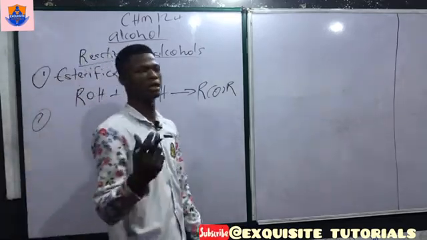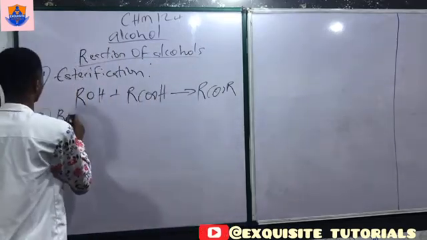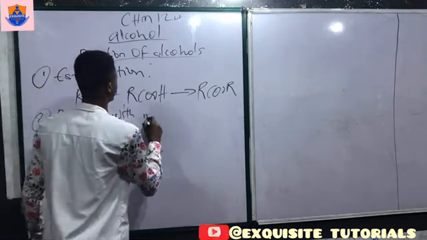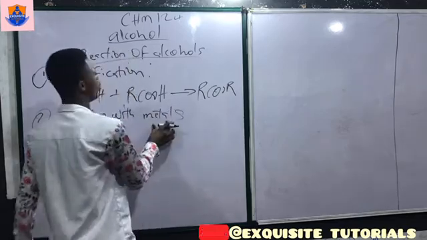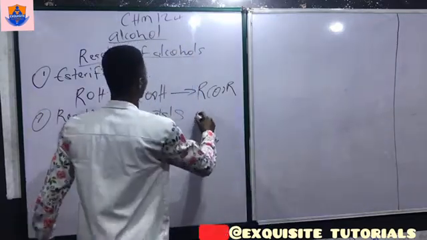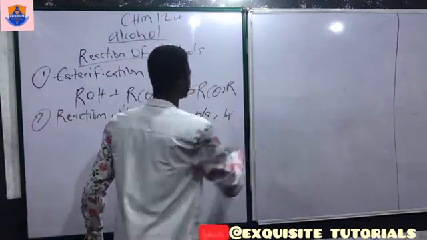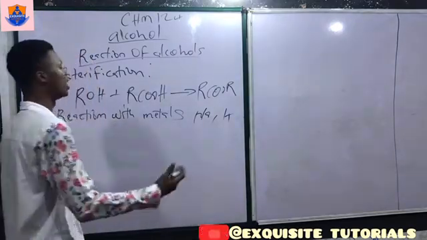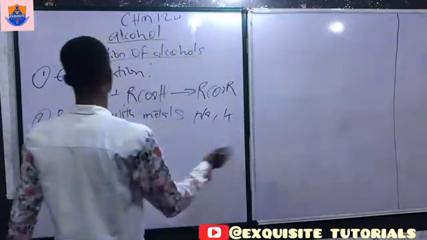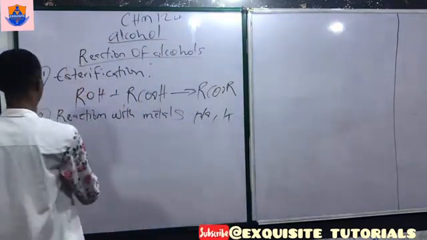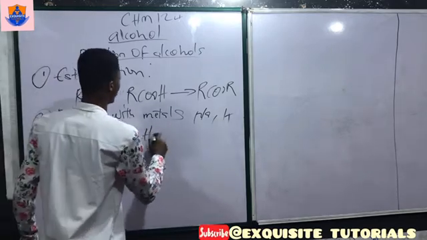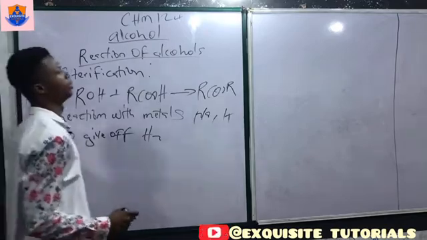Now, the second reaction. Let's talk about reaction with metals. Alcohols react with more electropositive metals, let's say, for example, sodium and potassium, giving up hydrogen. So alcohols react with metals, or let's say more electropositive metals, to give off hydrogen gas.